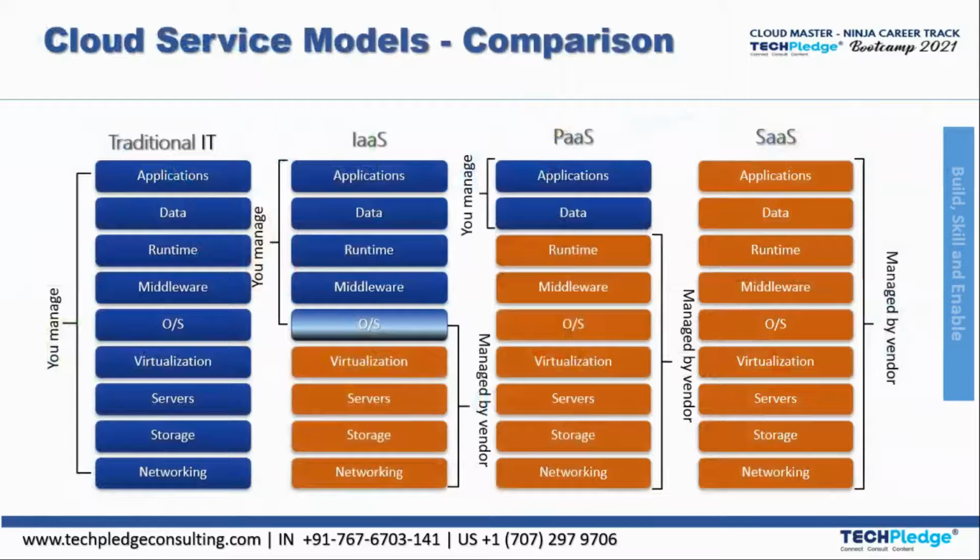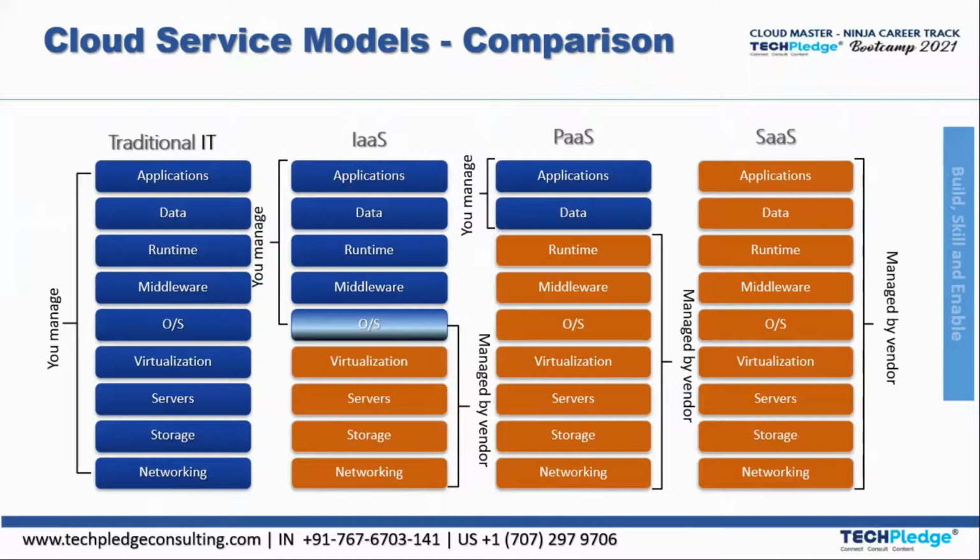So, cloud service model comparison. Now, how can we compare these cloud service models? First, traditional IT: what we were managing were the application, data, runtime, middleware. As you can see, all these layers, from application till networking, everything was managed by us. But when all these services came into the picture, these blocks got divided.